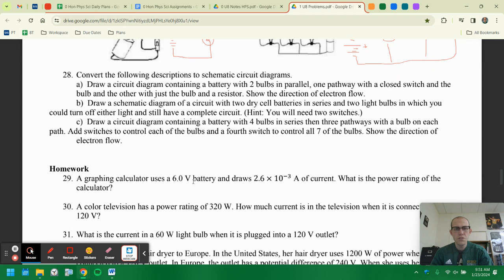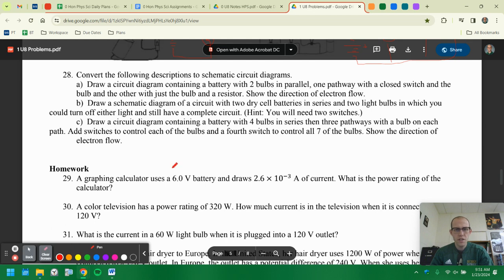Convert the following descriptions to a schematic circuit diagram. So draw some circuits. Draw a circuit containing a battery with 2 bulbs in parallel and 1 pathway with a closed switch and the bulb, and the other one with just the bulb and a resistor. So battery, parallel, I need a switch that's closed. So normally I would draw it like that, but I'm going to draw it closed. I need a bulb, it needs to go back home. The other pathway needs a resistor, which is a squiggle line. Bulb, back home. That's A.